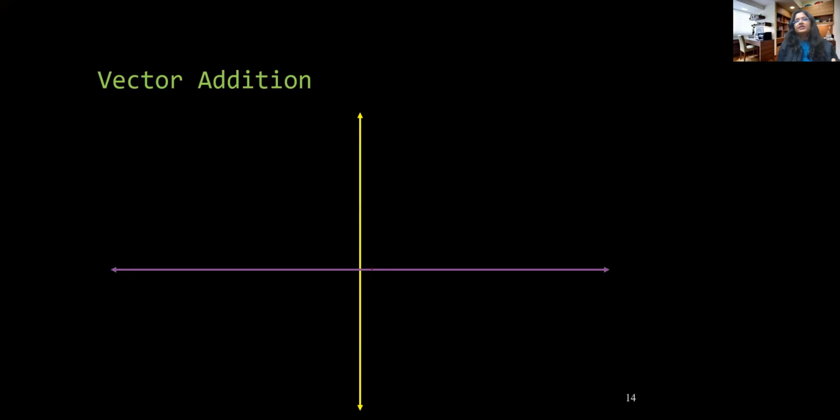So basically vector addition, how does that work is you want to add up 2 vectors. For example, this is one vector and suppose it has the coordinate of 3, 1. And for example, this is another vector which has the coordinate of 2, 2.